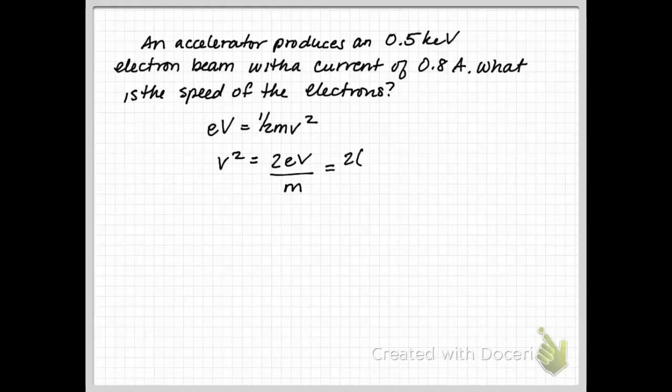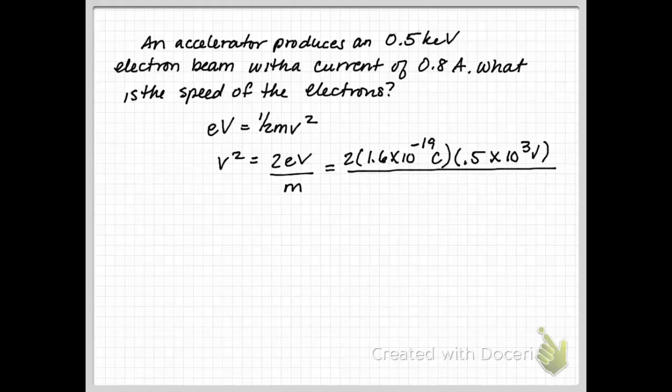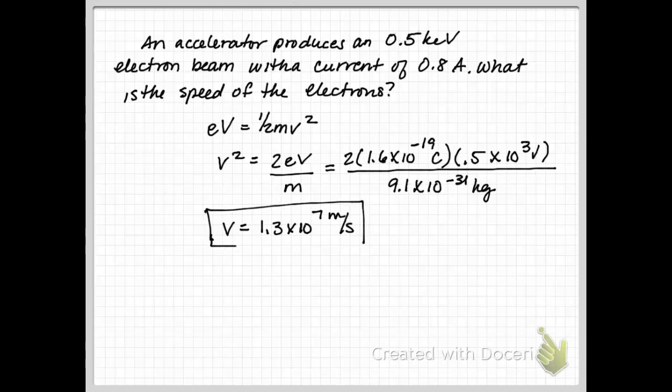So we have 2 times 1.6 times 10 to the minus 19 coulombs. And then we have the 0.5 times 10 to the third volts. That's how we get that keV into volts, is multiply it by the charge on the electron. And then this is the mass of an electron in kilograms. And so after you take the square root of everything, 1.3 times 10 to the 7 meters per second. So those things are moving pretty quickly, almost relativistically. So this may not be a very realistic problem.